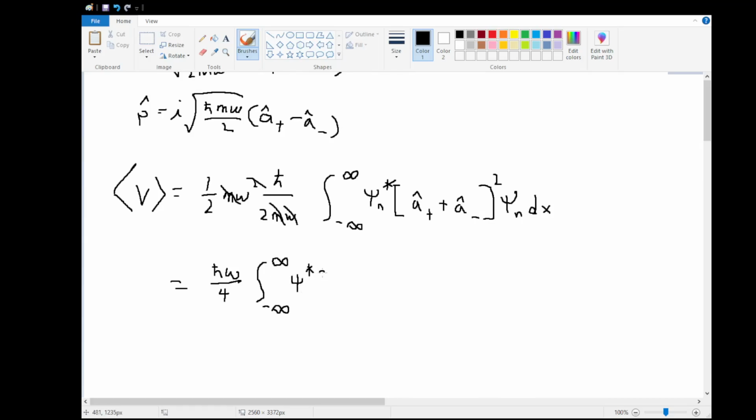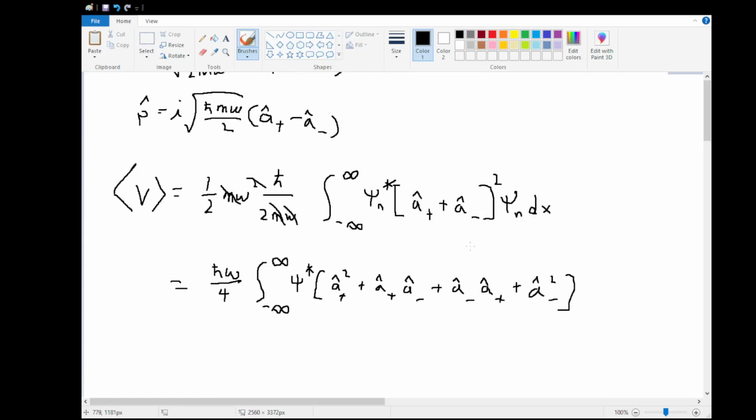And then if we expand this out fully, we get a hat plus squared, plus a hat plus a hat minus, plus a hat minus a hat plus, plus a hat minus squared, apologies.